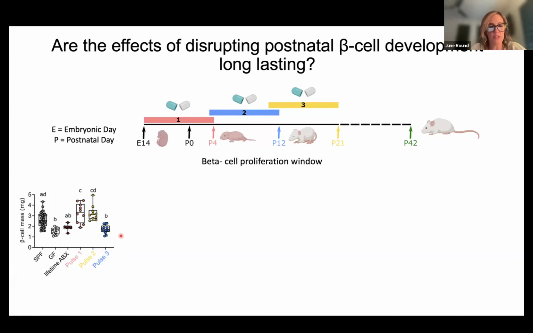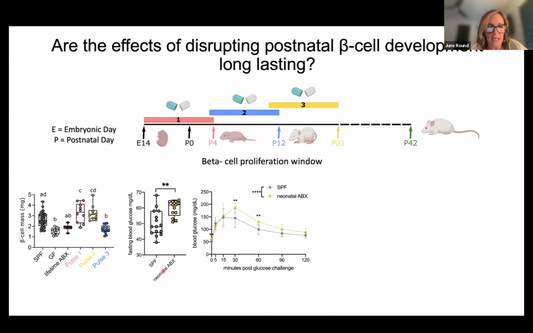So this is not just important for the beta cell mass, but it's also functionally relevant. So if you look at blood glucose levels in these, what we'll now term neonatal antibiotic treated mice, these are mice that only received antibiotics during this third window, and then again looking at them in adults. Animals that receive this pulse 3 of neonatal antibiotics have significantly higher fasting blood glucose levels. If they're provided glucose, animals that received these neonatal antibiotics are unable to clear glucose as quickly. And these are just animals on a normal chow diet. We haven't put them on a high-fat diet.